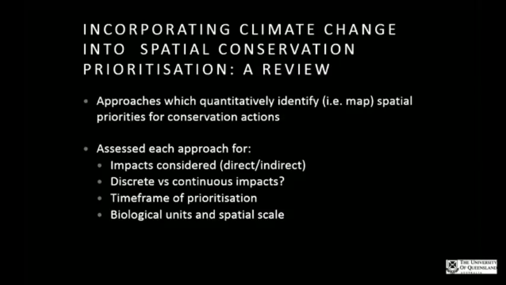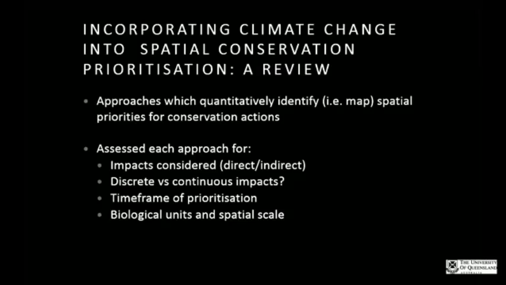While traditionally spatial prioritization approaches didn't incorporate climate change, over the last 10 or 15 years, a number of approaches that do have emerged. So I wanted to do a review and summarise those approaches and look at their benefits and weaknesses, and hopefully provide some sort of guidance to planners who are trying to make decisions about how they can help biodiversity deal with climate change.